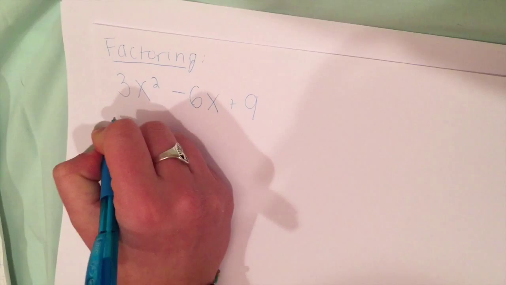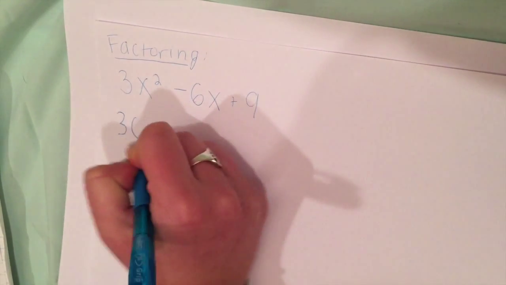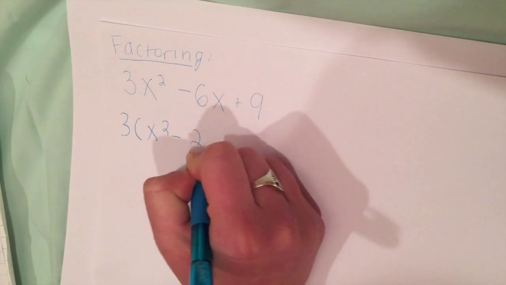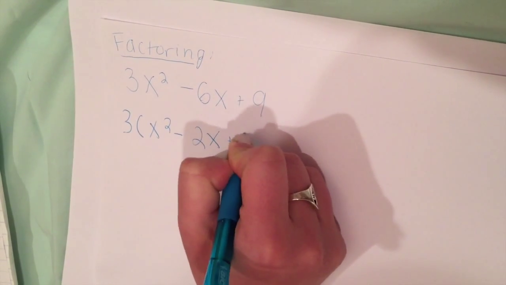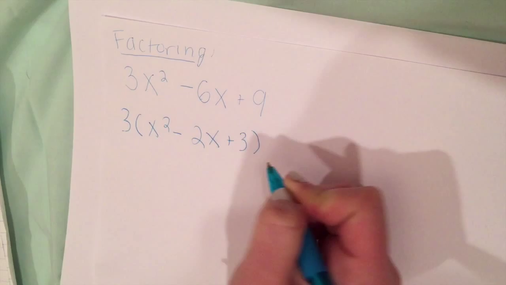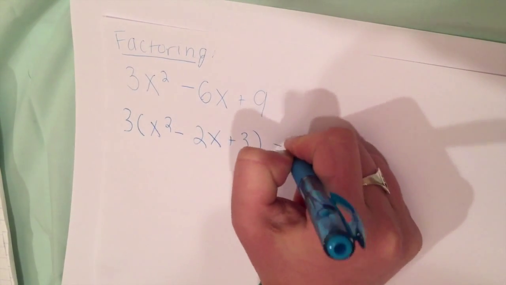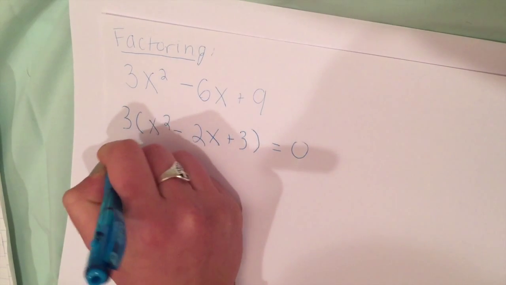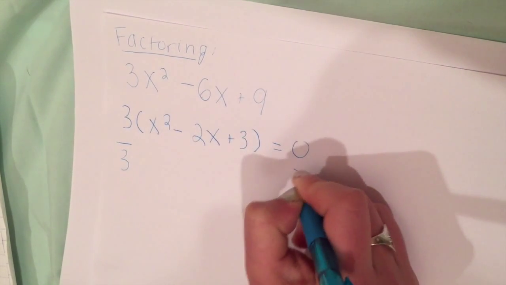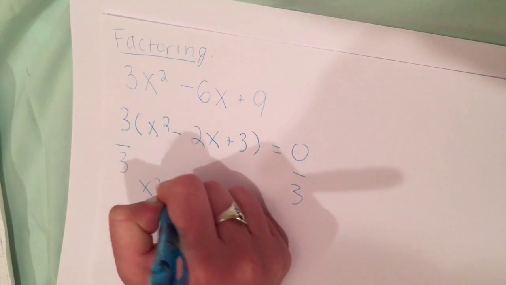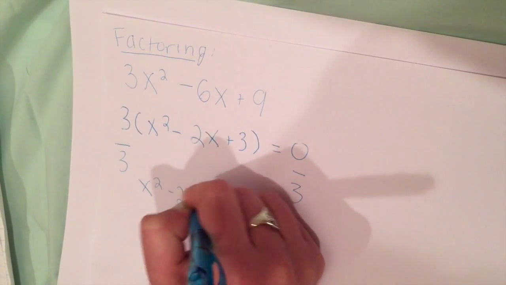This equation is 3x squared minus 6x plus 9. To factor this equation, you first have to take out the greatest common factor. So you remove the 3. So the equation then becomes 3 times x squared minus 2x plus 3 equals 0. Then you divide by 3, since 0 divided by 3 equals 0. So now the equation is x squared minus 2x plus 3 equals 0.